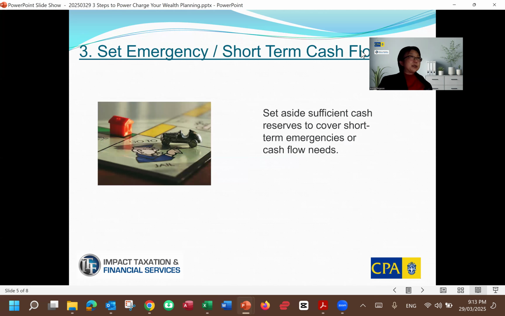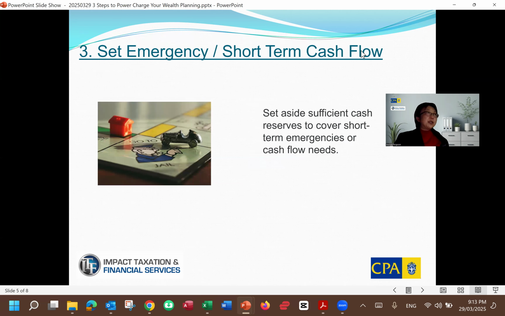The third step is you need to set some emergency fund or short-term cash flow. So set aside sufficient cash reserves to cover short-term emergencies or cash flow needs. So this is also important. You might want to be a little bit more conservative as well. Say, for example for ourselves, we have 100K left in the bank to cover emergencies. You might want to have a bit more if you have a family and children as well.